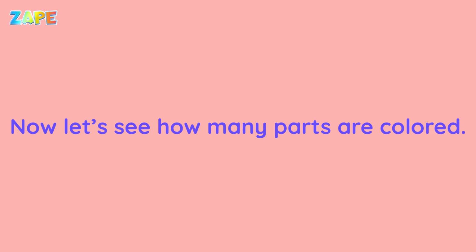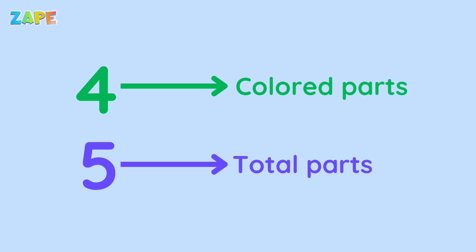Now let's see how many parts are colored. Let's count the green parts. 1, 2, 3, 4. There are 4 parts that are colored. When we say 4 out of 5 parts are colored, we write it like this: 4 over 5. That's a fraction. And we say it like this: 4/5.